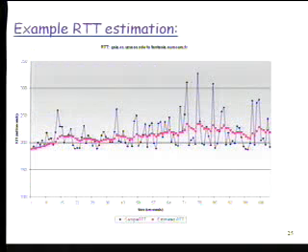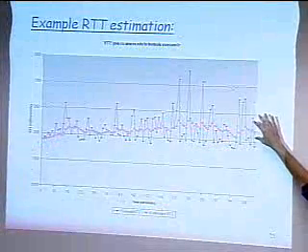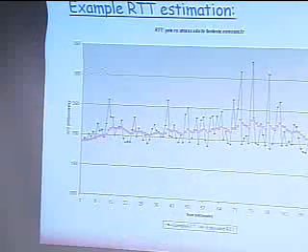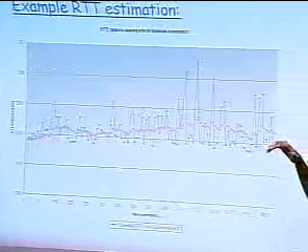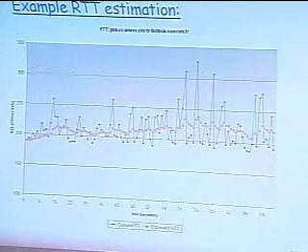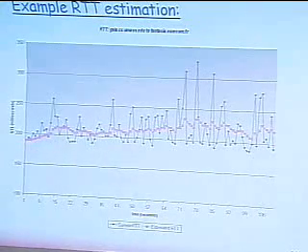So the deviation measures how much it's fluctuating, how much those blue points are fluctuating from the purple curve. The higher the fluctuation, the higher is going to be the deviation, so the larger the safety margin needs to be. The smaller the fluctuation, the smaller the safety margin needed is.